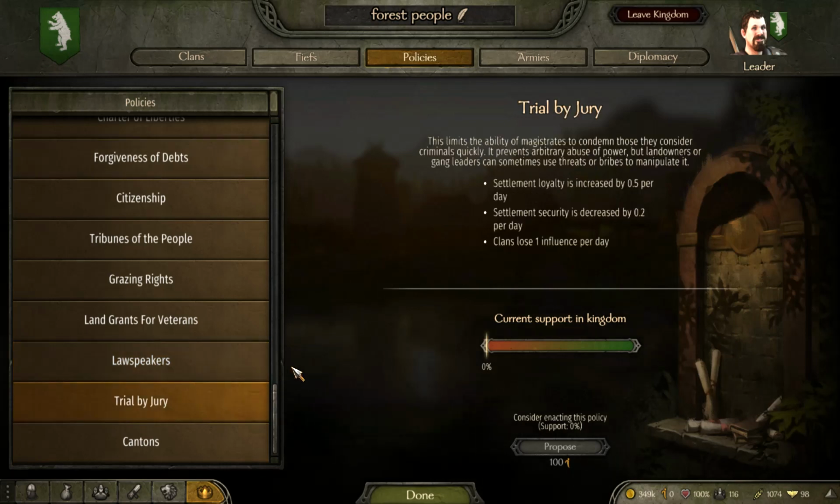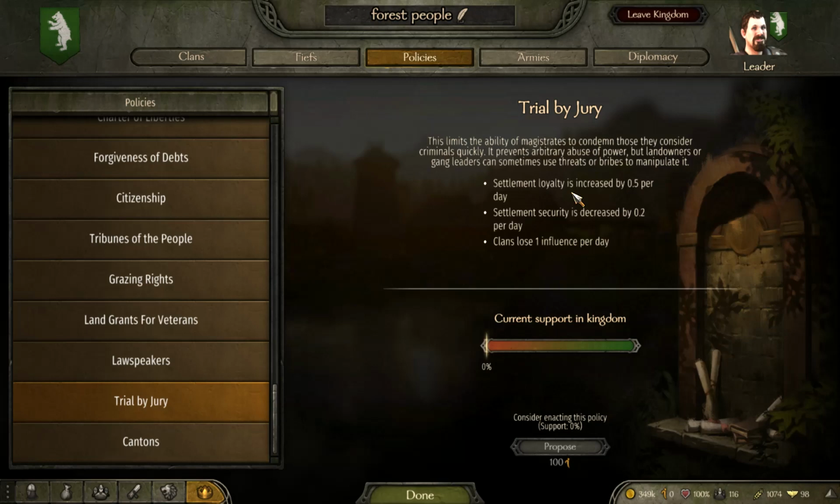Settlement loyalty is increased by 0.5 per day. Settlement security is decreased by 0.2. So if you have higher loyalty, like generally you should have higher security, but you can just improve that by adding to a garrison. Bigger the garrison, you should have a massive security increase. So you could probably go with that if you need to increase your loyalty. But everyone is going to lose 1 influence per day, so I really don't think that's a good one to go for unless you're really desperate and you've picked everything else that you need for loyalty, then go for it.